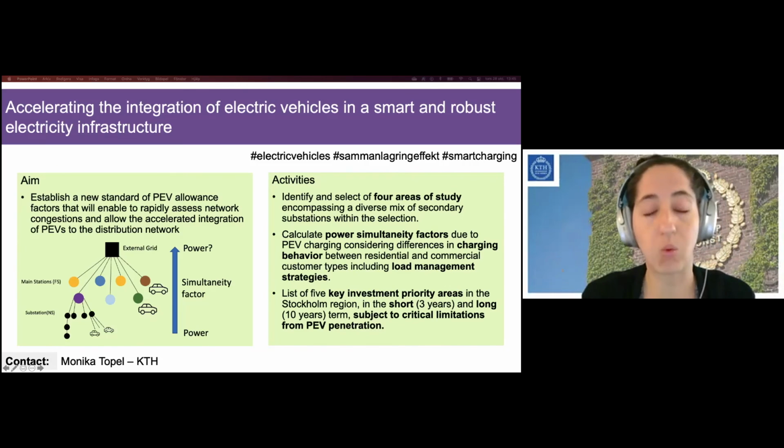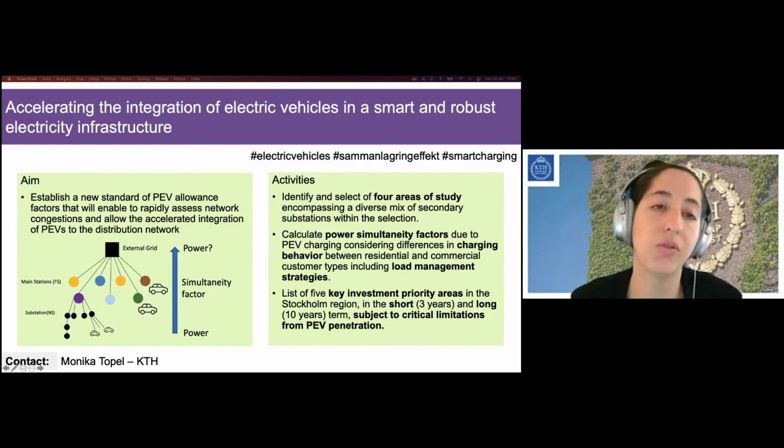And as one of the key aims, we will list 5 key investment priority areas in the Stockholm region for the short and long term. And yeah, this is the project, basically.